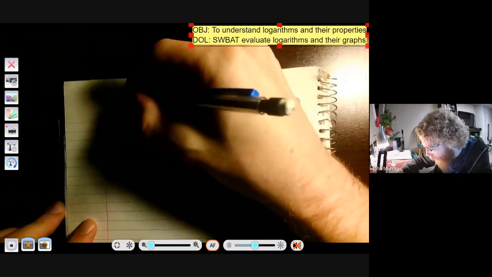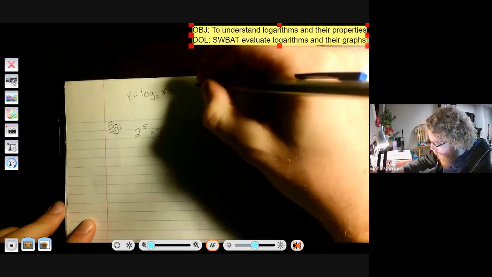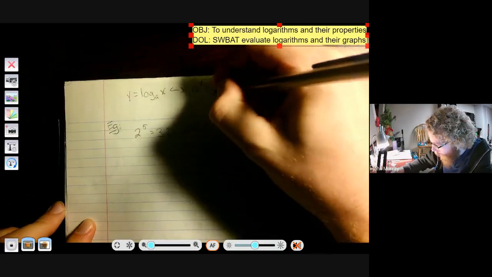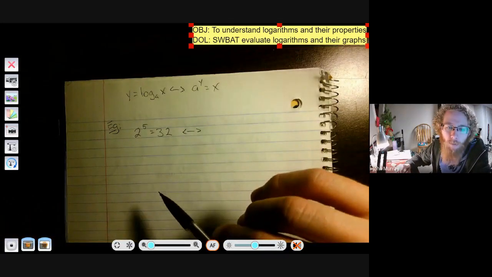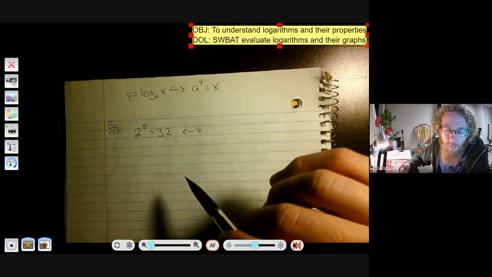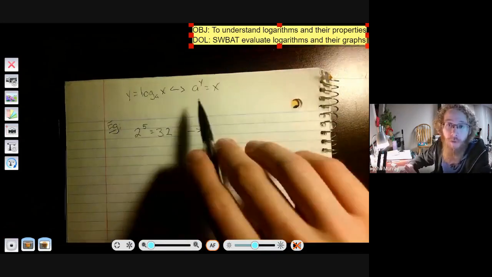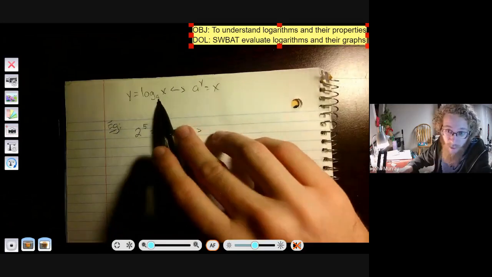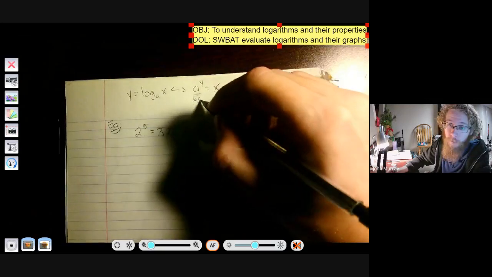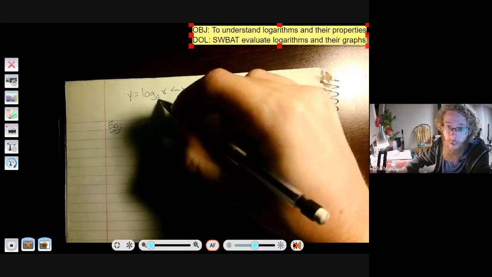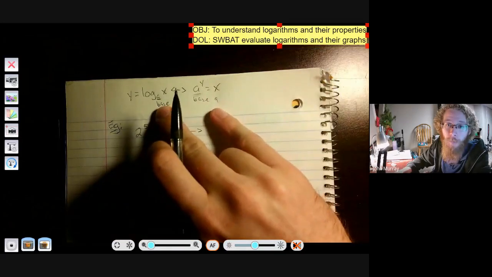So I'm going to put this up here, y equals log base a of x, and a to the y equals x. All we're doing is rearranging our exponent, our base, and our answer. I keep emphasizing the word base because in both of these, the base is the same thing. The base of our exponential function would be base a, and here is our base. They're just in different spots.